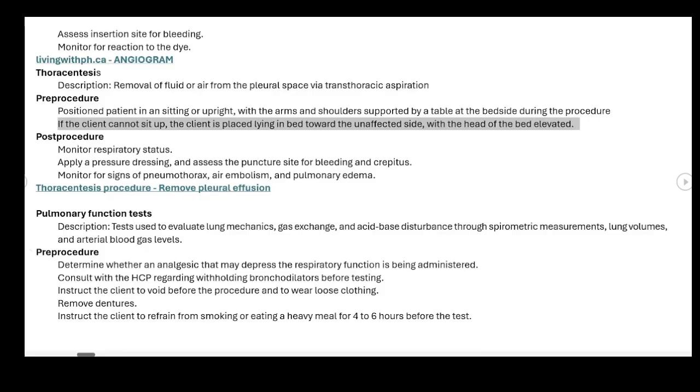After the procedure, you want to monitor the respiratory status. You also want to apply pressure at the bleeding site and assess the puncture site for bleeding and crepitus. You also want to monitor for signs of pneumothorax or air embolism and pulmonary embolism.